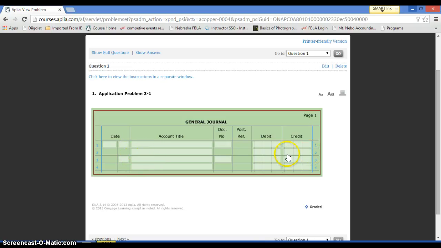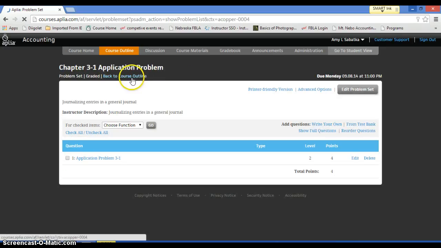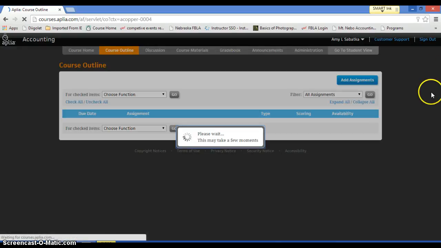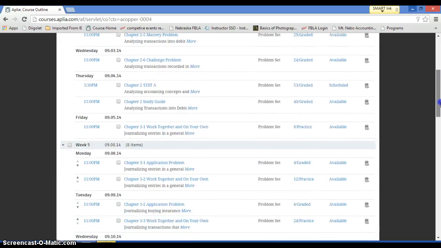Double check that they equal. Then you do the same thing for the next one. This should not take you very long to do. So once you are finished, you're going to go back and start on your outline if your note cards are finished. Your note cards should be done.